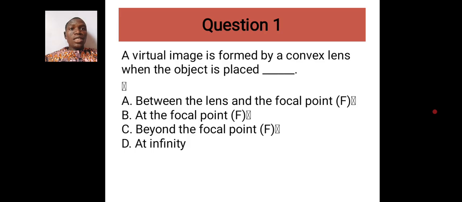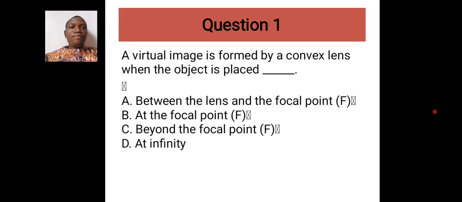So first question says, a virtual image is formed by a convex lens when the object is placed where? Now, there are various positions where you can place an object as it relates to a convex lens. Now, a convex lens converges the light rays. That's number one thing you should know. So we have that the image is a virtual image. You can put an object between the lens and the focal point. You can put the object at the focal point. You can put the object beyond the focal point and at infinity, in these four different areas.